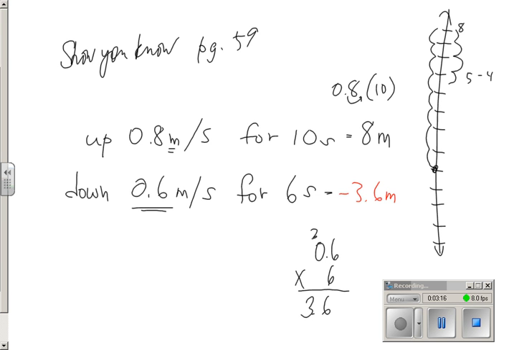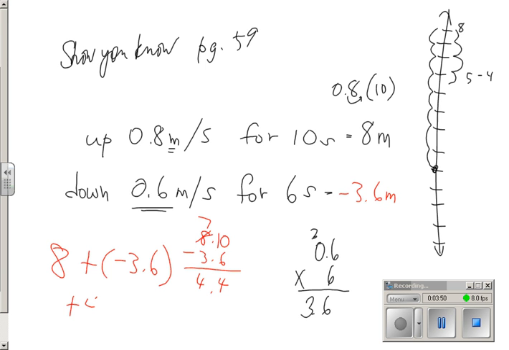So overall, how do I figure out how high I am? If I take 8 and add negative 3.6, that will give me my answer. What do I have more of, positives or negatives? I have more positives. How many more? I have to find the difference between them, so if I subtract them, that will tell me how many more positives I have than negatives. I have to borrow here, and I take 10. I have 4, and I have 4. So I have 4.4 more positives, which is my answer. I said it was between 5 and 4, and that's the answer.